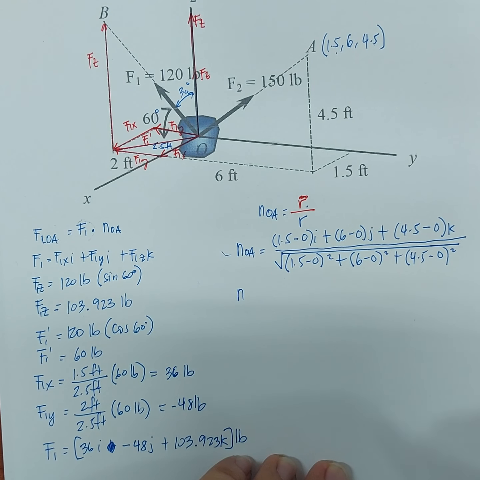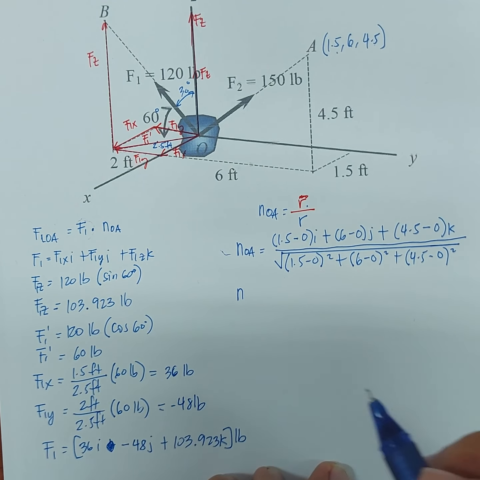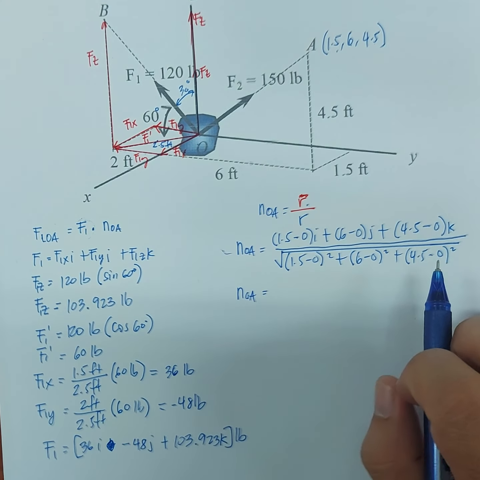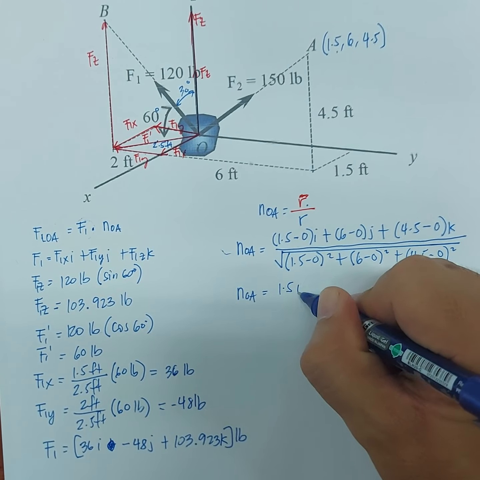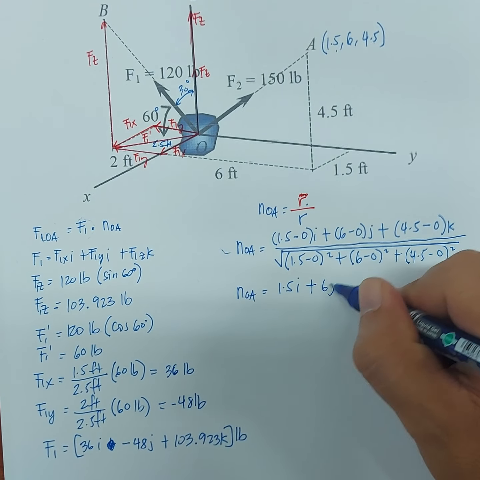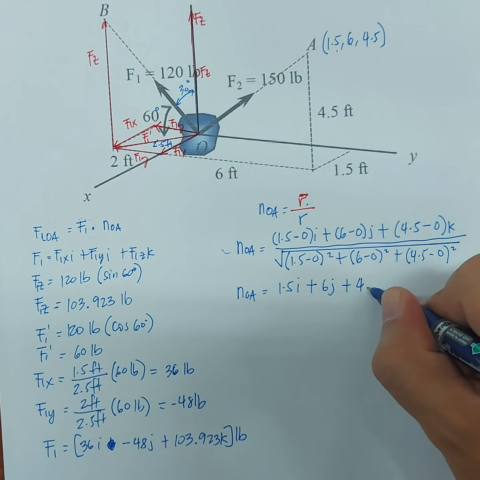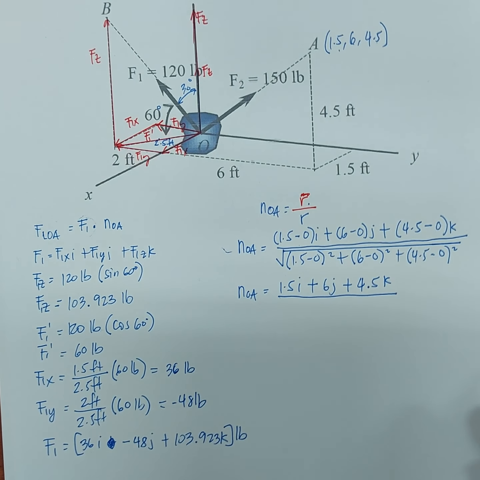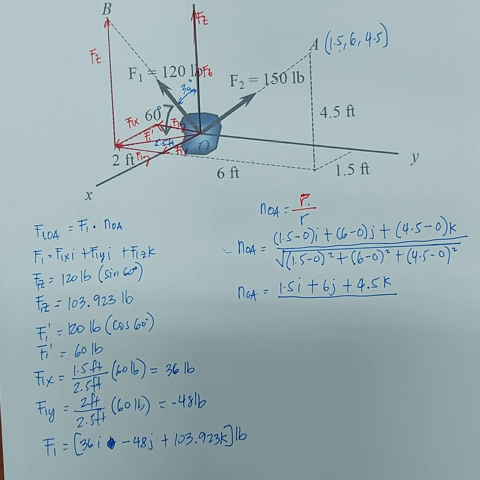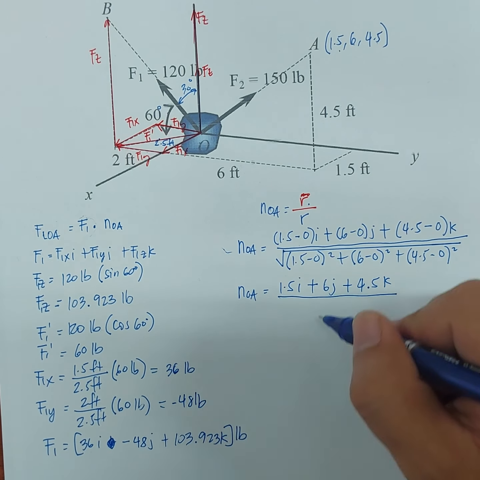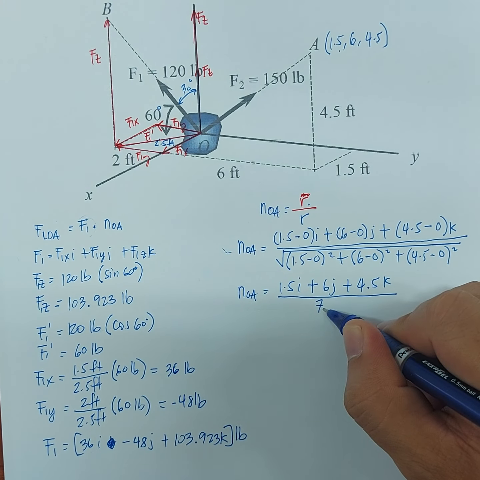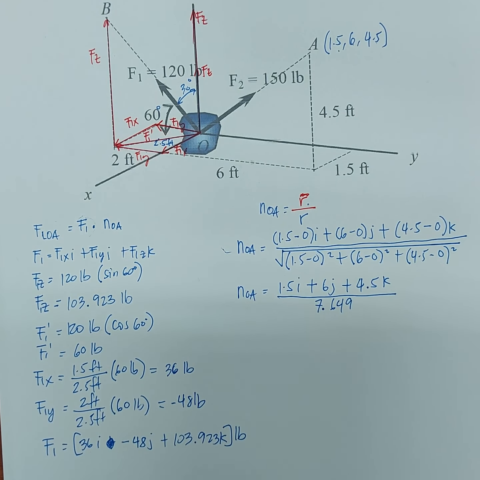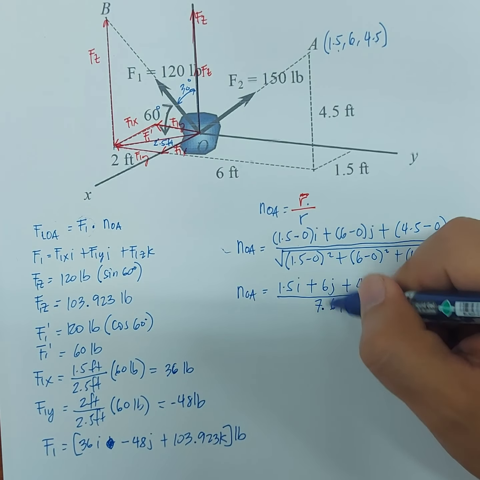So, our unit vector is equal to, so simplify na lang natin ito. So, we have 1.5i plus 6j plus 4.5k. Okay, divided by, so what is the value for this? That is 7.649. Okay, 7.649 feet. So, i-divide natin each term sa denominator.